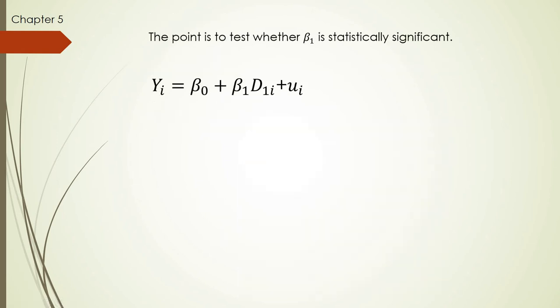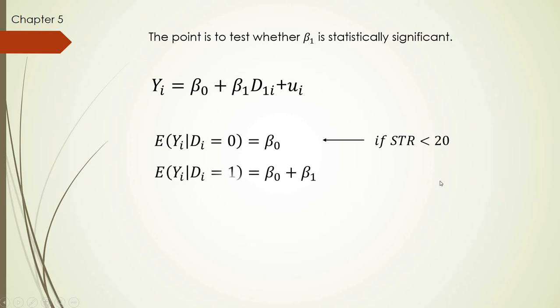When we test the beta coefficient, beta 1, we are testing if it is statistically significant, and also whether there is a statistically significant difference between these two groups according to their test scores. Again, we are expecting that for the D1 group, the group with less than 20 students, the expected value will be beta 0, and for the other group, it will be beta 0 plus beta 1.